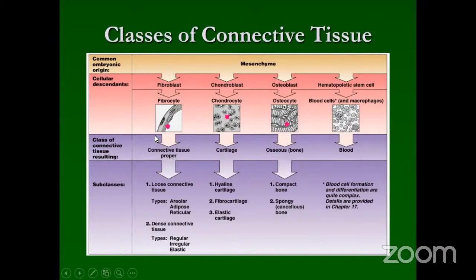Then from fibroblast, connective tissue proper is developed. And from chondrocyte, cartilage. Osteocyte to osseous tissue, that is bone. Then from blood cells to blood. And from connective tissue, there are again some subclasses like loose connective tissue and dense connective tissue. Loose connective tissue is seen in areolar, adipose tissue, and reticular tissue. Then dense connective tissue are regular, irregular, and elastic. Then the cartilage forms hyaline cartilage, fibrocartilage, and elastic cartilage.